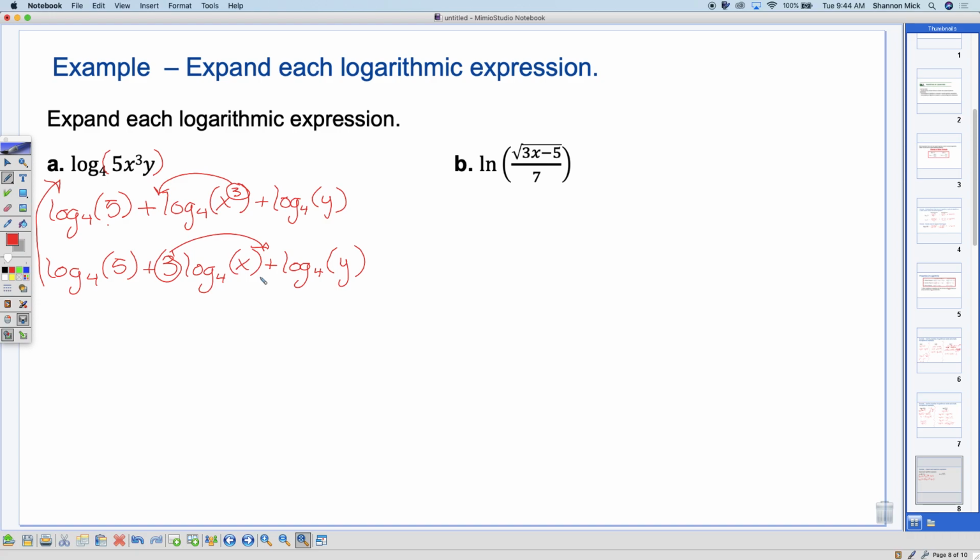Okay, so let's do this one on our own. Let me remind you, what is the exponent for square root? Half. So natural log of 3x to the 1/2 over 7.